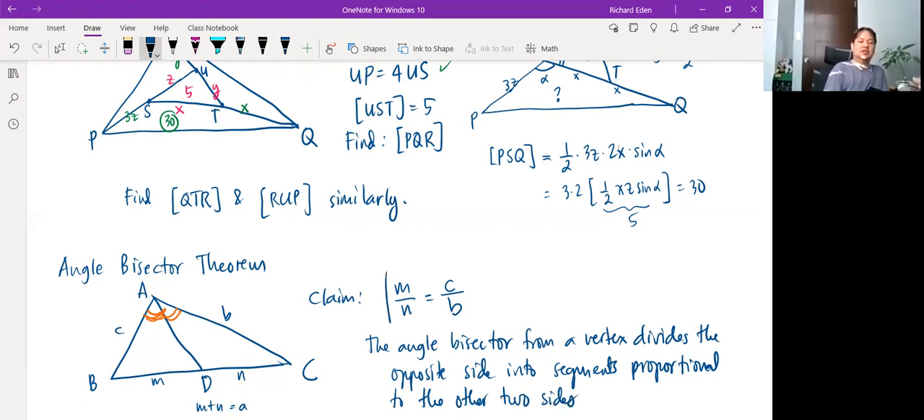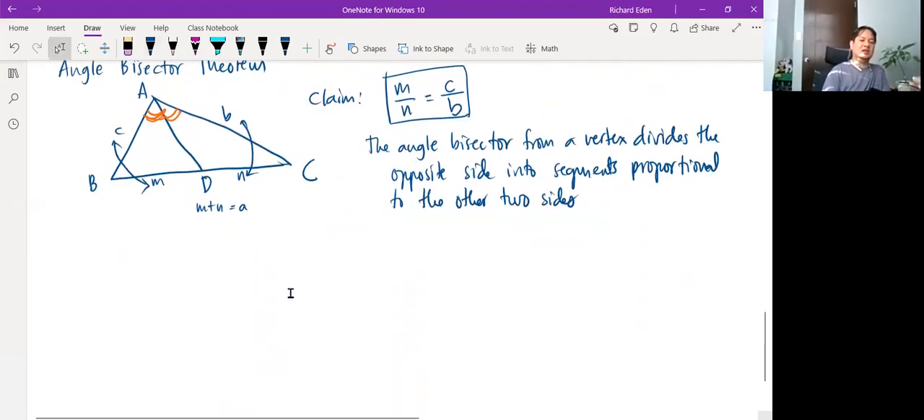All right, so that's what we're saying here. The ratio of the division of the opposite side, so M and N, is proportional to C over B. So M partners with C, and N partners with B. So for example, if you have the following, let's say this is length 4. But I have a problem there.